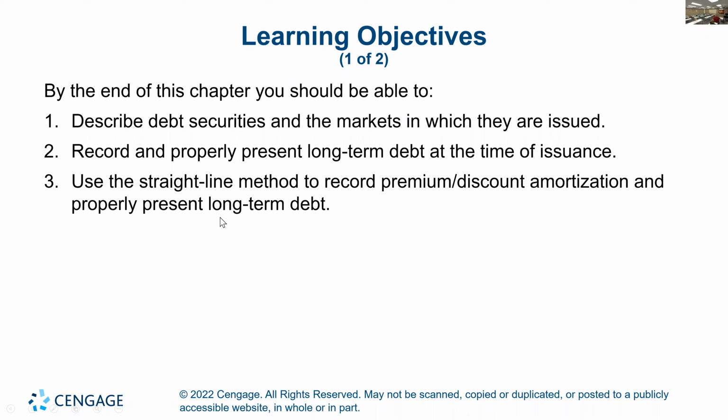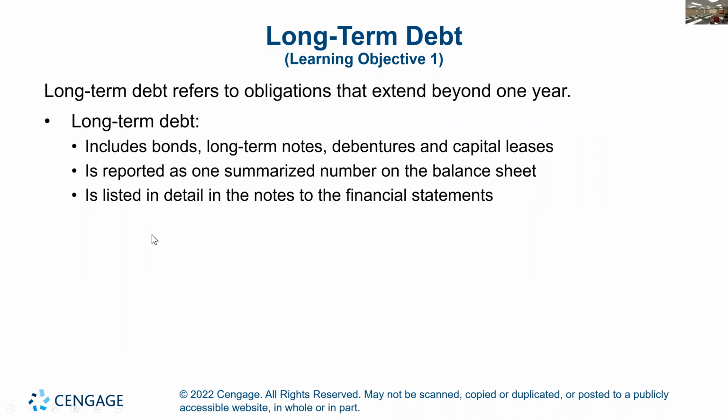Long-term liabilities, I cut a lot out of this chapter from the book, so we're not going to cover everything. There's 3 main things we need to know here. Describe what debt securities are and the markets in which they're issued. Basically, we're going to be talking about bonds, how to record and properly present bonds at the time of issuance, and then how to use the straight line method to record the premium or discount amortization and properly present these bonds on the balance sheet.